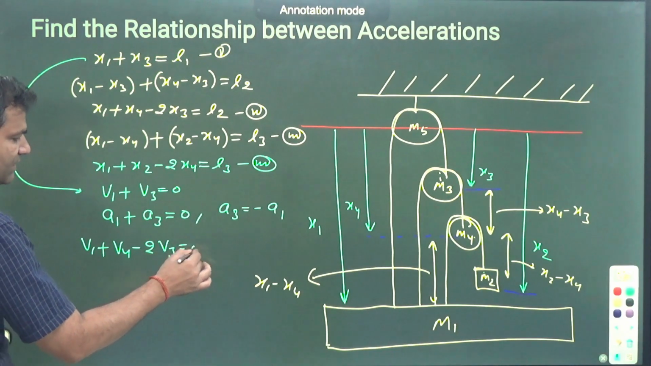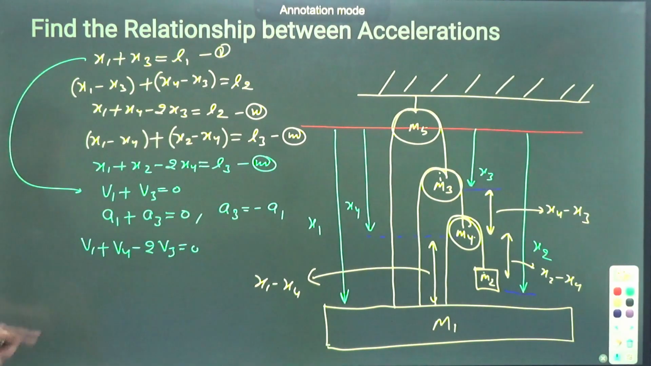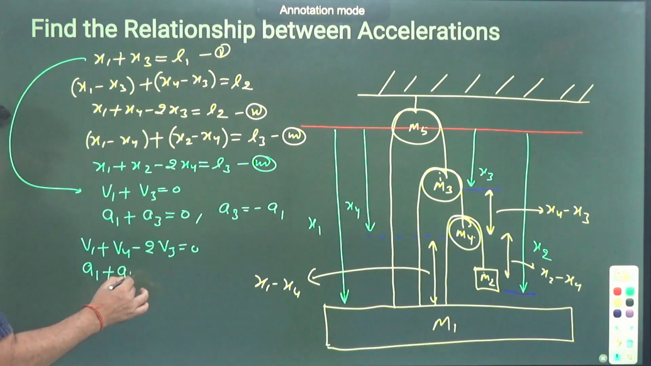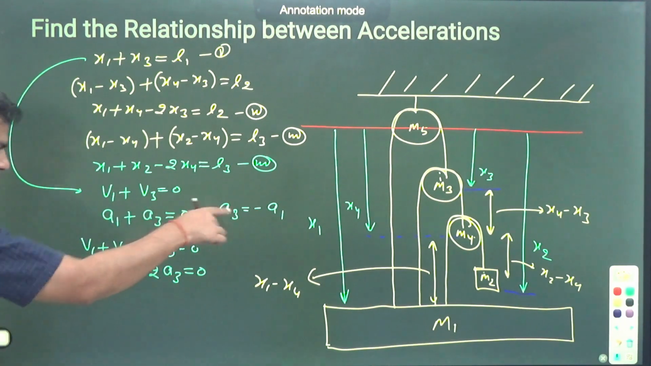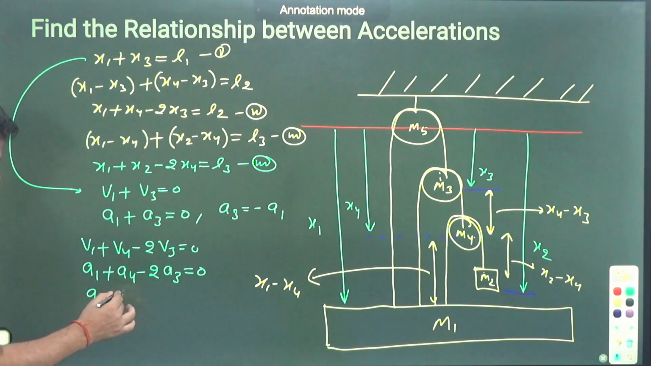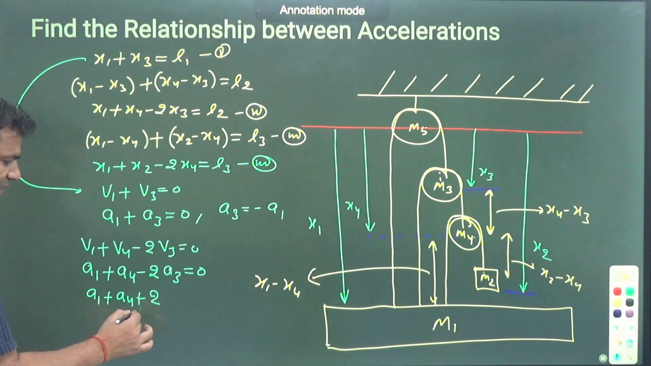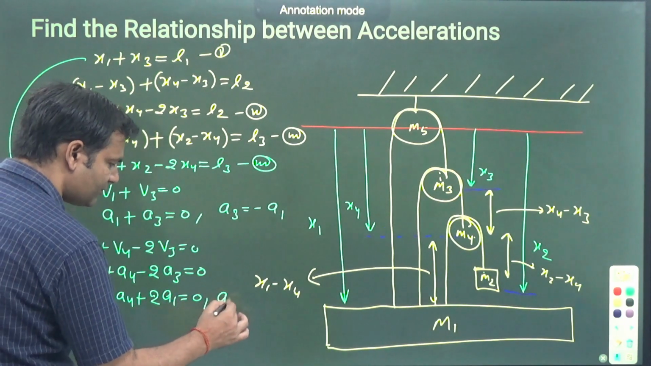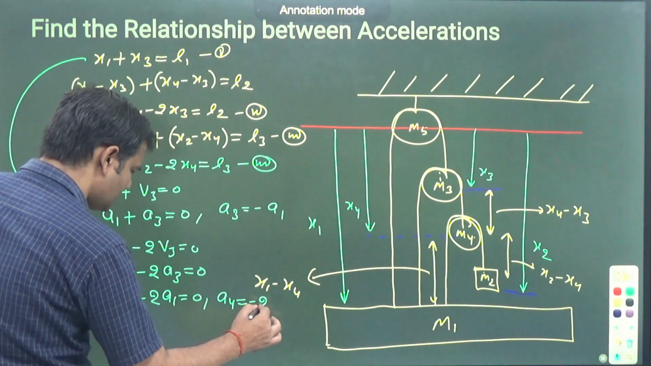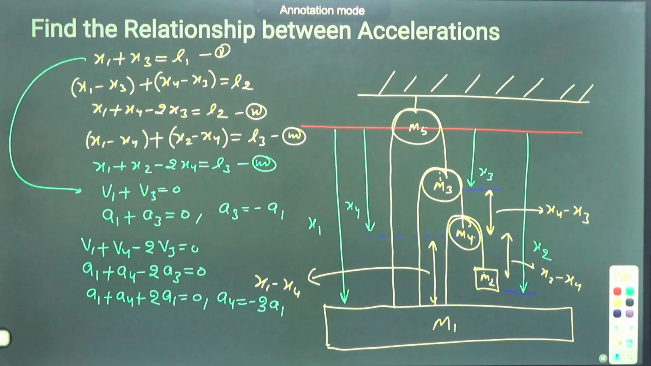Next, this equation is also written as v1 plus v4 minus 2v3 in terms of velocity. If this equation is differentiated again, then we get acceleration: a1 plus a4 minus 2a3 is equal to 0. If this value is put here, we get a1 plus a4 plus 2a1 is equal to 0. So what about a4? a4 is written as minus 3a1. Clear or not?